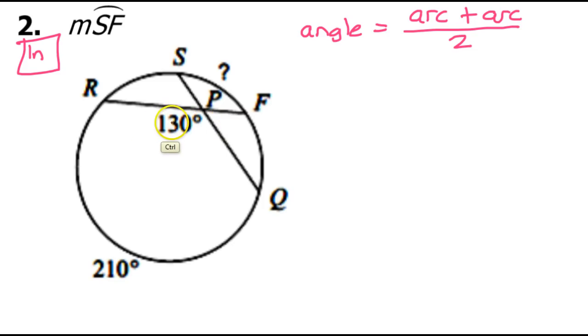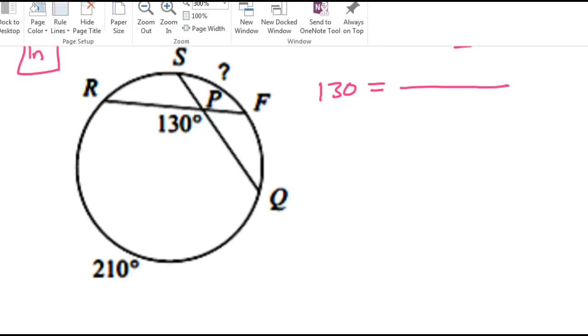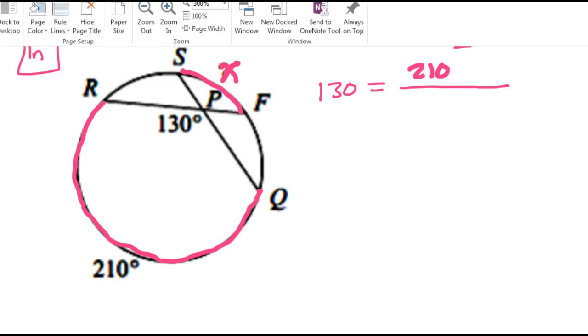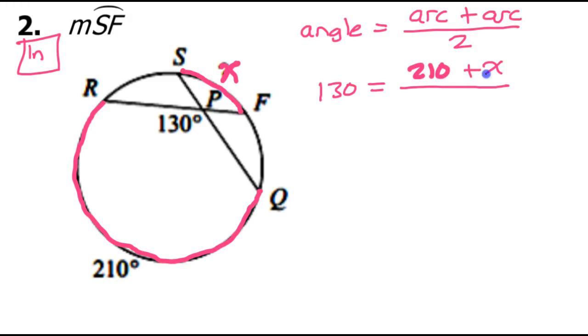So this time we're given the angle. So that's why 130 degrees is going to go right here. Now, as far as these arcs, the arcs that we're talking about are here and here. Now, one of those arcs is the arc that we're looking for, so I'm going to call that x. So we're going to go 210, that's too big, plus x, all right, arc plus arc divided by 2.